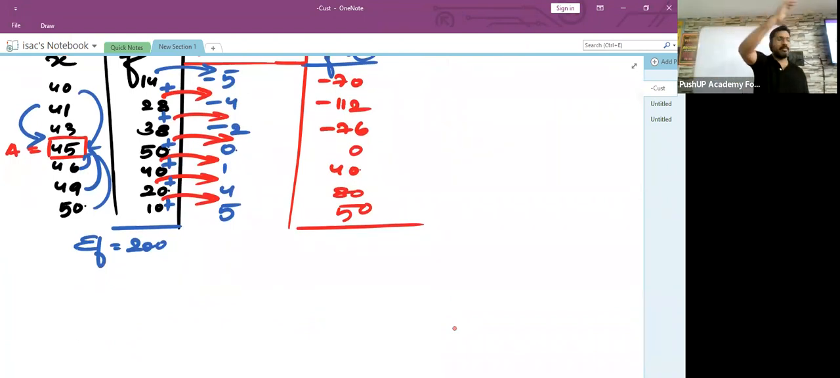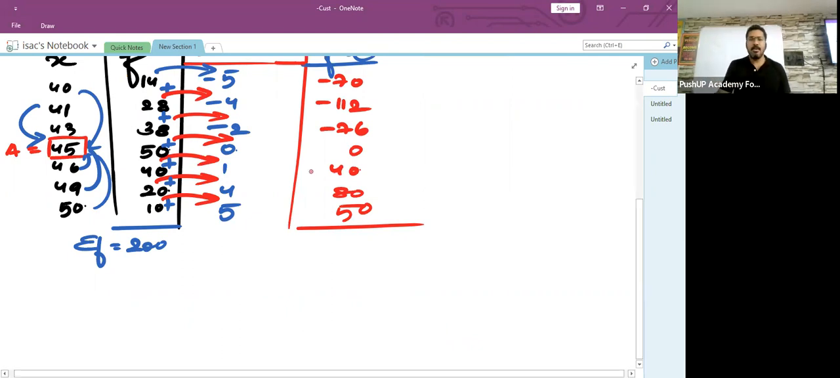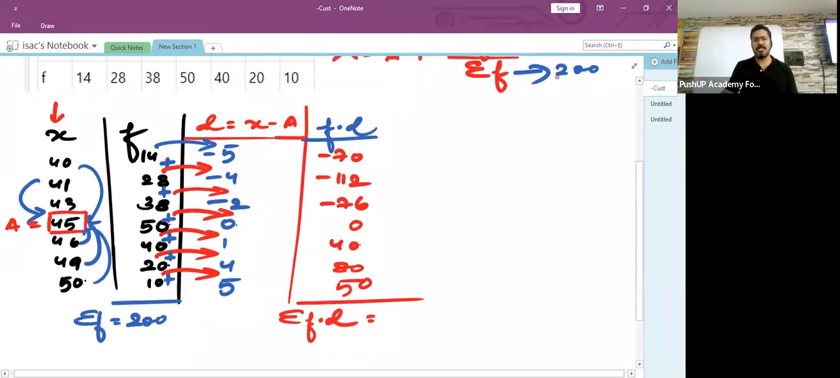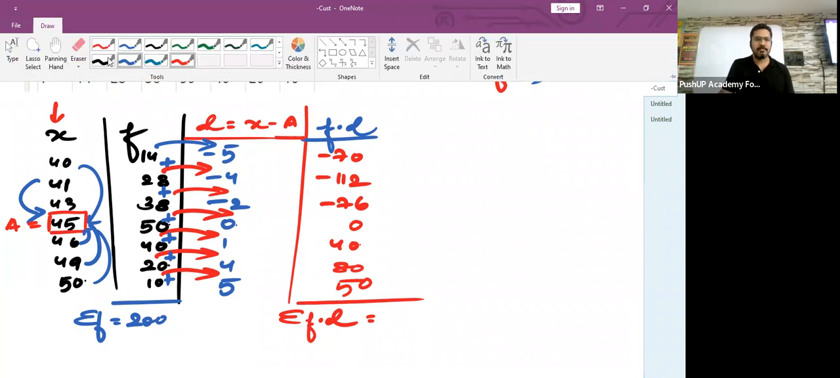Joshua, second bench. We were able to find all the individual values for f into d. Now, let's take the sum of all these values. Sigma f into d. Children, I have a small suggestion over here. Please listen to this.